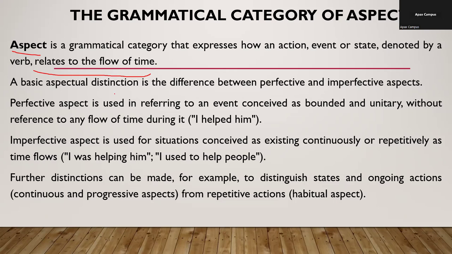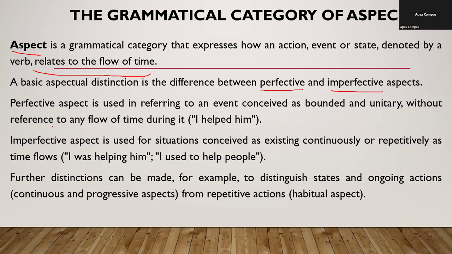The basic aspectual distinction is the difference between perfective and imperfective aspects. Sometimes these terms may be new to you, but be familiar. When we talk about aspects, there are two major categories, perfective and imperfective aspects. Already four aspects are there, but basically we can go for these two types. So what do you think about perfective aspects? Perfective aspect is used to refer to an event conceived as bounded and unitary, without reference to any flow of time during it.